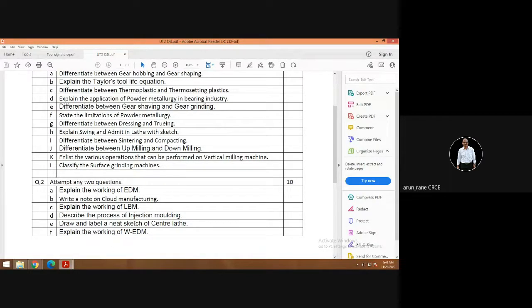Write a note on cloud manufacturing. This is from module 6, that is digital manufacturing. Then laser beam machining, working of laser beam machining. Process of injection molding. Draw and label a neat sketch of a center lathe, that means you have to draw a center lathe and label it. Working of wire EDM.